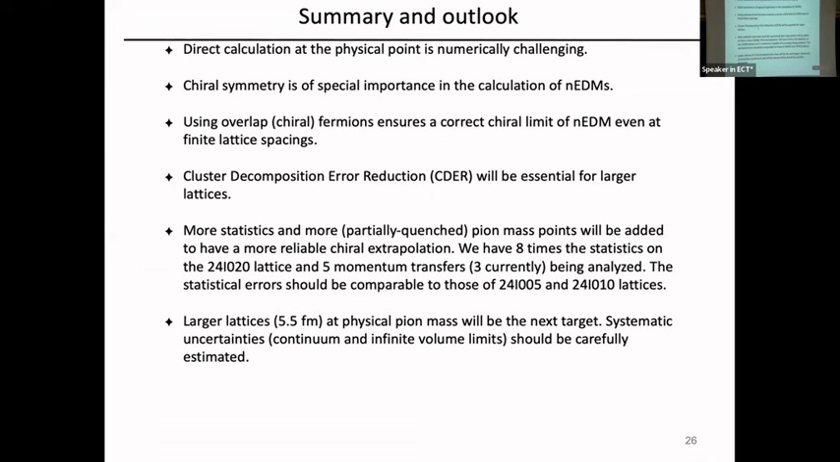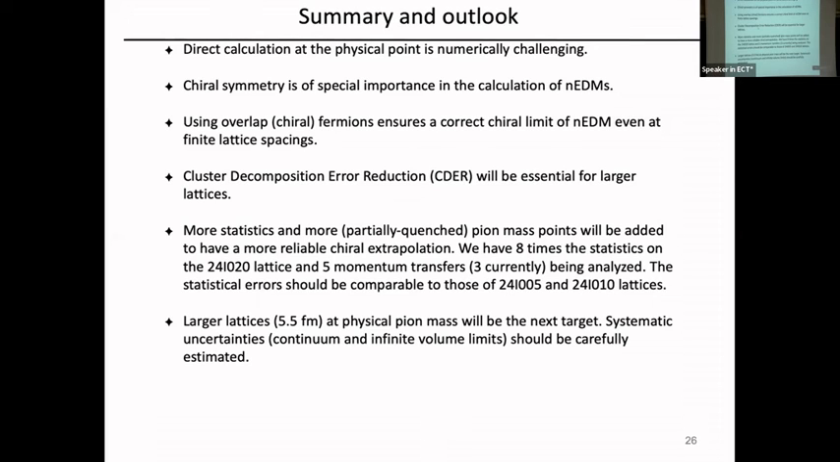Chiral symmetry is of special importance in these calculations. In this case you have an anchor: you know it's 0 at 0 quark mass for the overlap fermion. That's a big anchor to show that you have the right results. And the cluster decomposition error reduction (CDER) will be essential for large lattices, for all the disconnected insertions, the glue operators, the quark loop calculations. We have been using this, and it seems to be very helpful, very essential, especially for large lattices.